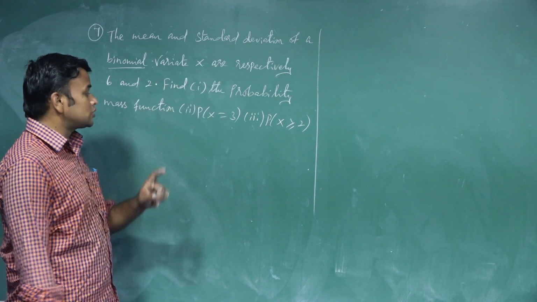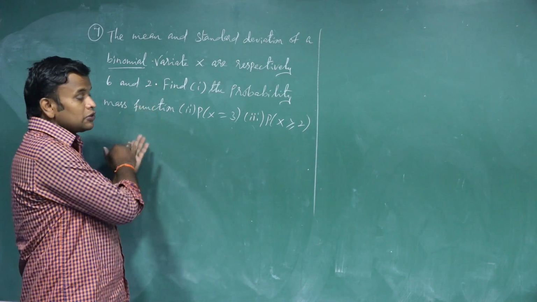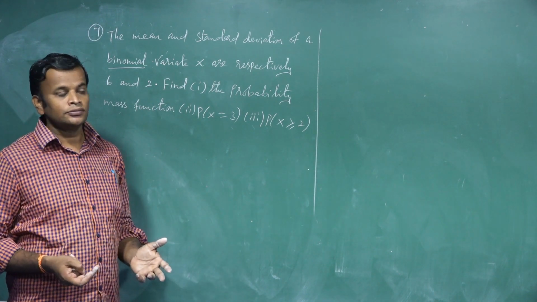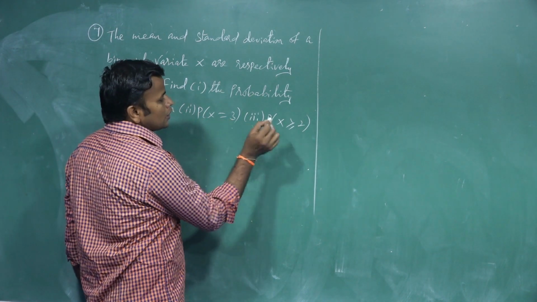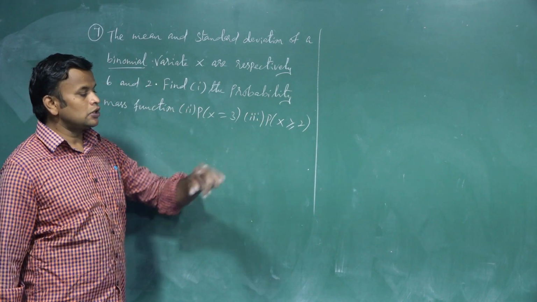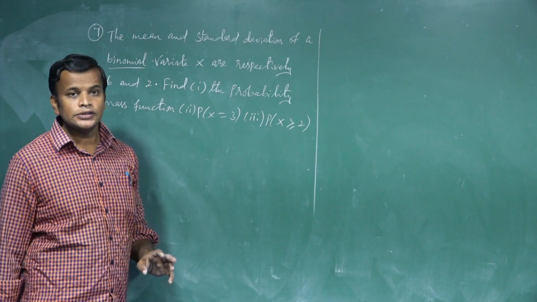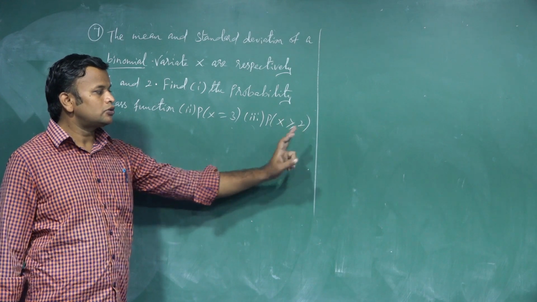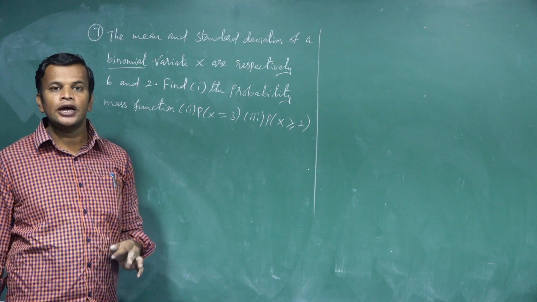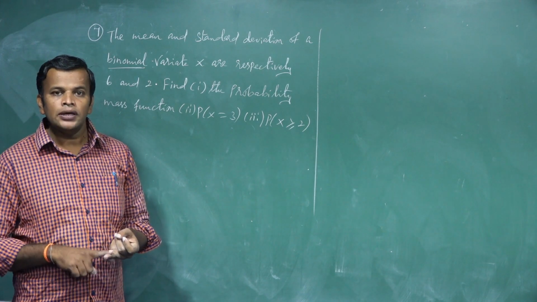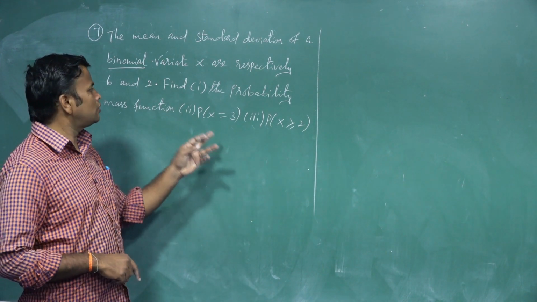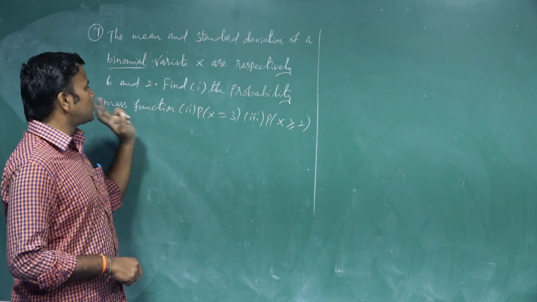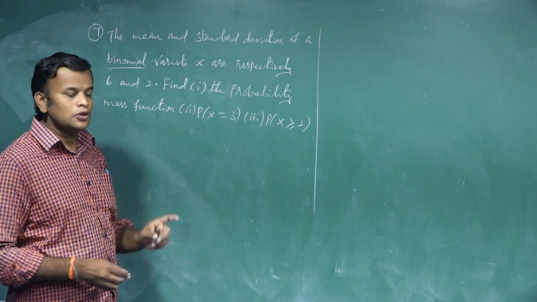The probability mass function. The probability mass function of the binomial distribution is nothing but the formula. Next, P of x is equal to 3 and P of x is greater than or equal to 2. To find these 3 values, we need the terms n, p and q. To find these 3 values, we are given one clue: the mean and standard deviation. Using these 2 concepts, first we find the values of n, p and q.